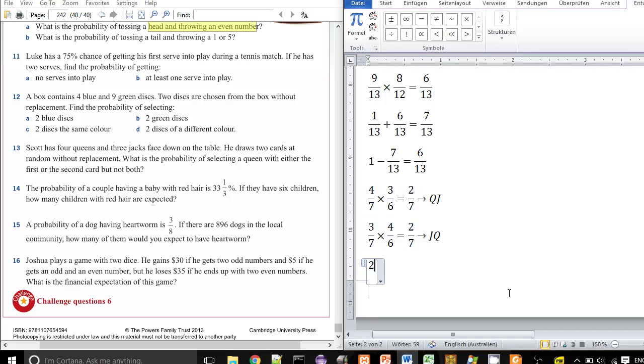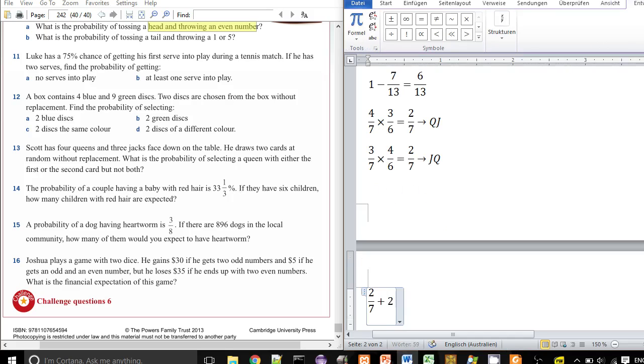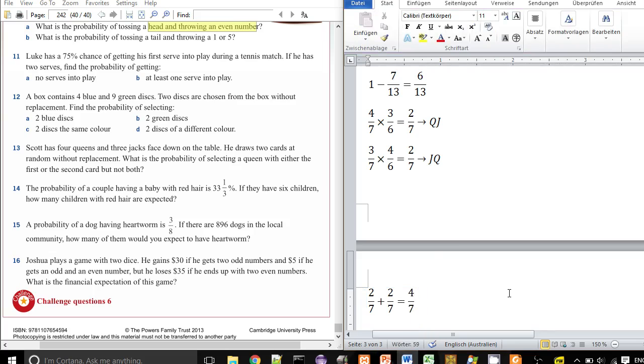So 2 out of 7 plus 2 out of 7, and that's 4 out of 7. That's the chance of getting a queen with one card or the other, but not both. Okay?